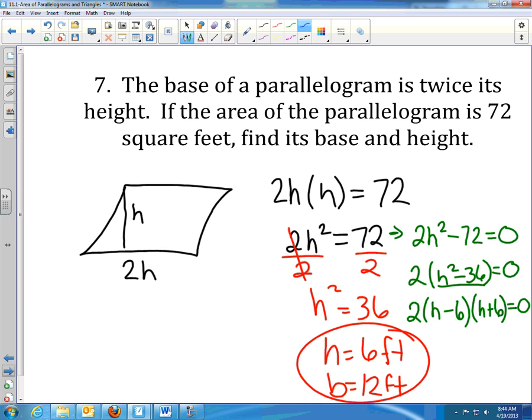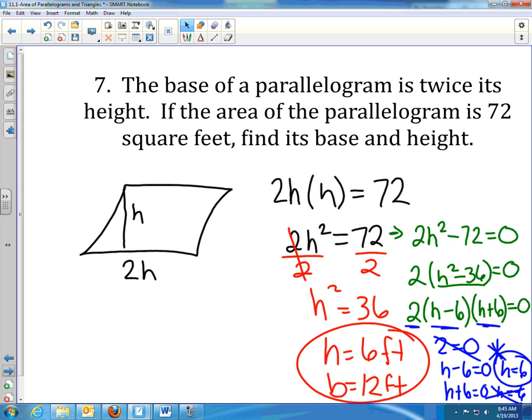Zero product property says that we would take each set and set them equal to 0. Well, 2 cannot equal 0. If we have h minus 6 equals 0, we end up with h equals 6. That works. And h plus 6 equals 0, we'd end up with h equals negative 6. Can't have a negative height. So again, we see that our height is 6. So 2 different ways to look at it.